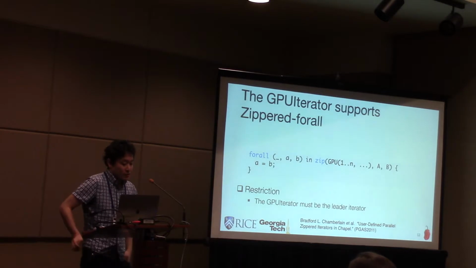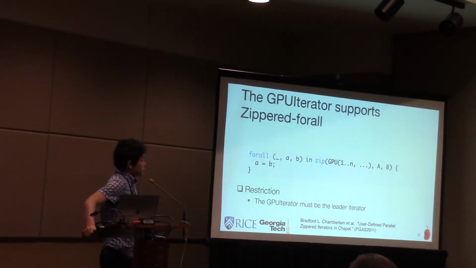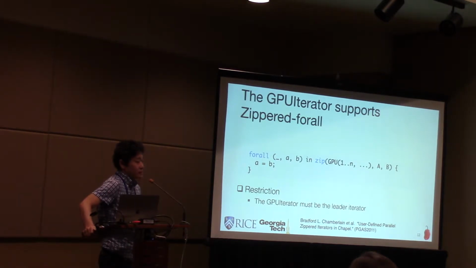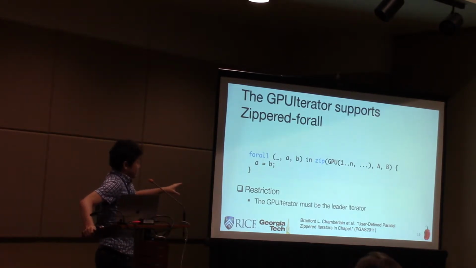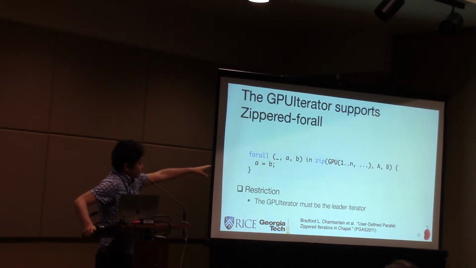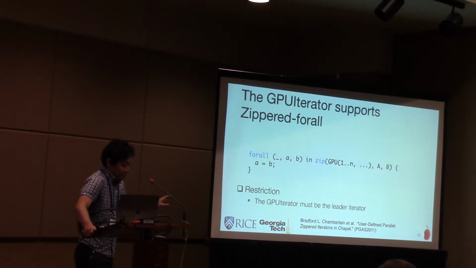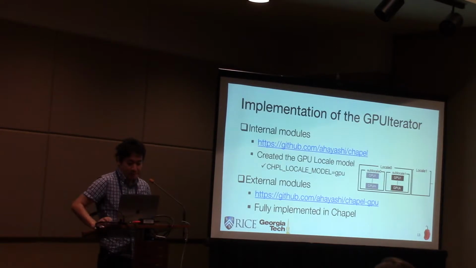Brad also talked about the zipper for loop, where you can iterate over multiple items, and our GPUIterator also supports that. The one restriction is that you have to put the GPUIterator in the first argument so that it becomes the leader iterator. The leader iterator is responsible for creating tasks, so that's why you have to do so. But I don't think this is a major restriction.